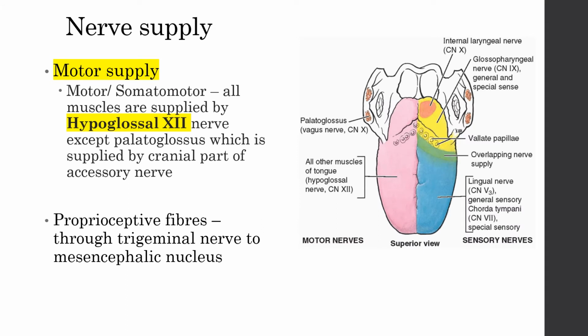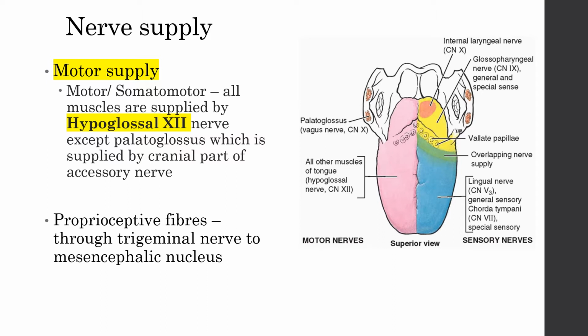Coming to nerve supply. Now the nerve supply of tongue is divided into motor and sensory. In sensory, there are general sensations and the taste sensations, and then there is secretomotor along with the sympathetic, that is vasomotor. So first we will see the motor supply. It is also called as somatomotor because there are skeletal muscles in the tongue.